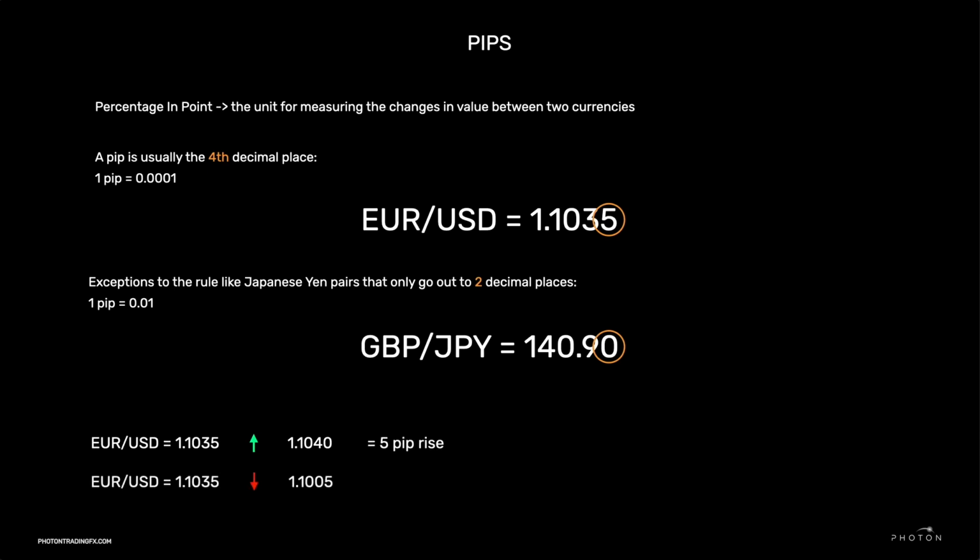If euro dollar falls from 1.1035 all the way down to 1.1005, then that indicates what? A 30 pip fall. Yes, you are correct, hopefully. All right, last one. If pound yen rises from 140.90 to 141.05, what movement in pips is that? Yep, it's a 15 pip rise, because remember, Japanese yen pairs only go out to 2 decimal places.